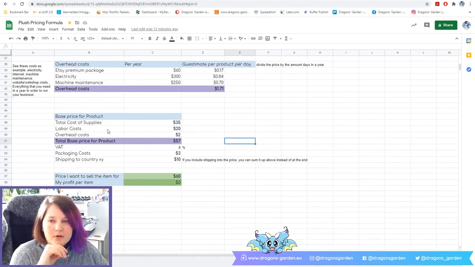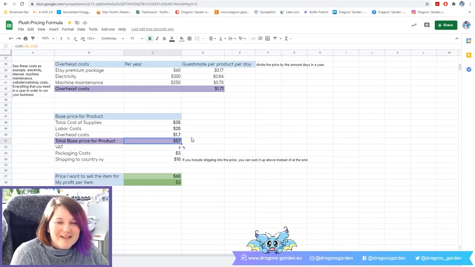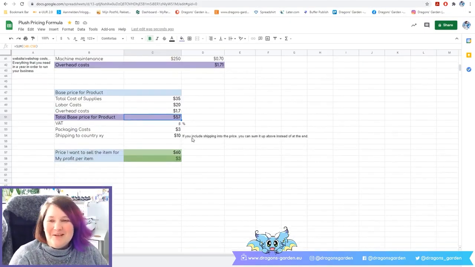All of these purple prices that we got here, I sum them all together. So you have the total cost of supplies, $35, labor cost, $20, overhead cost, $2. The Excel actually went and rounded it up, but let's say it's like this, which means that the total base price for the product is $75. Sorry, $57. I'm already miscalculating stuff.